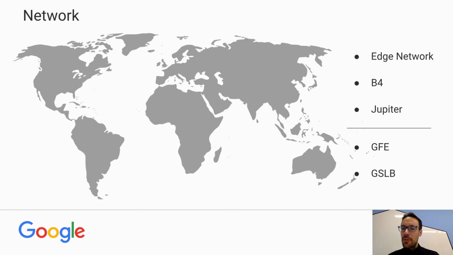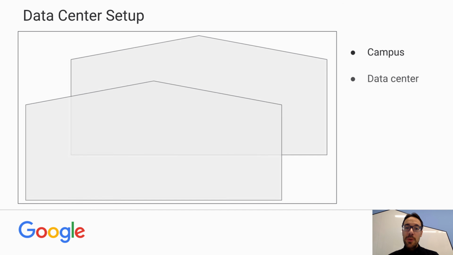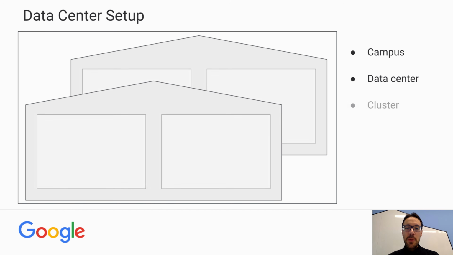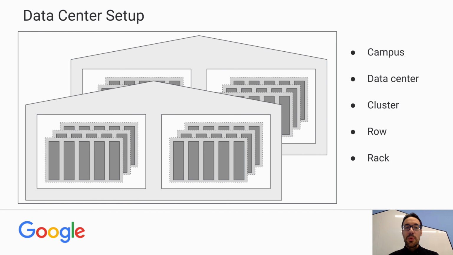The physical layout of computers within a data center is the following. Google Production Fleet runs on many campuses. Within each campus, there can be one or more data centers. Within each data center, there can be one or more clusters. Within each cluster, there can be several rows. Within each row, there are several racks, and within each rack, there are several machines.